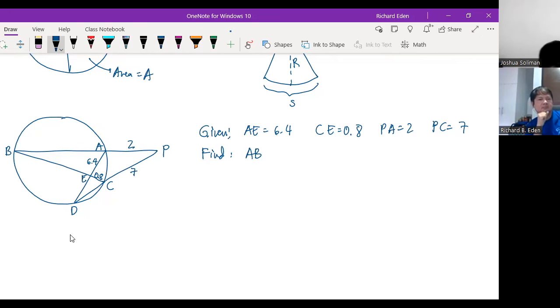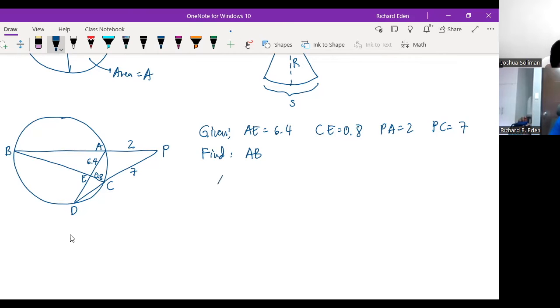Find AB. Triangles ABE and CDE are similar by AD. Angle BAD is congruent to angle BCD because they subtend the same arc, and of course angle BEA is congruent to angle CED because those are vertical angles. So those two triangles are similar.